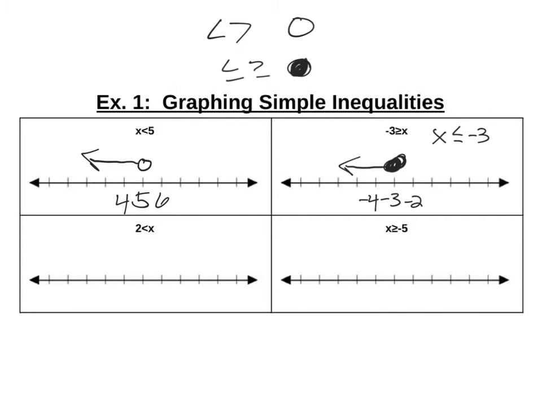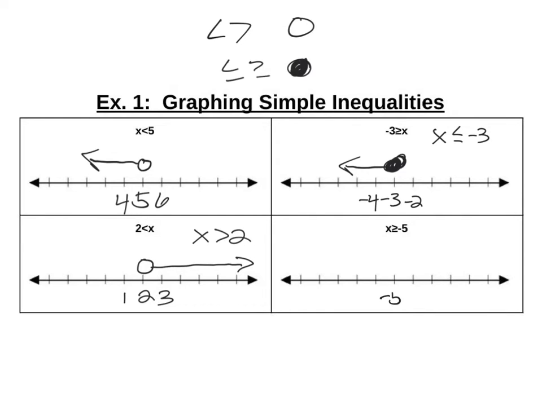If we have 2 is less than x, well, again, think about that maybe as x is greater than 2. Let's get back there real quick. x is greater than 2. So get a couple values in here. We have an open dot, because it's not equal to, and anything that is x is greater than 2 is going to be going that direction.